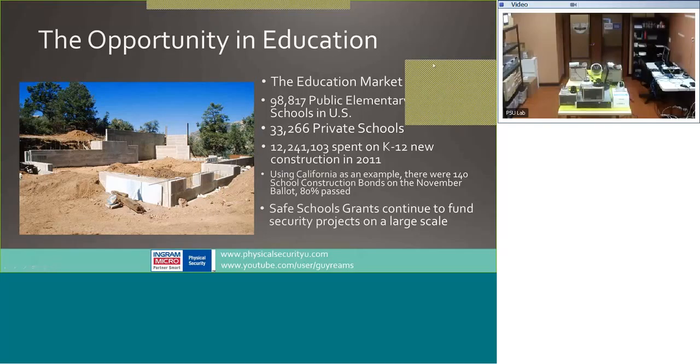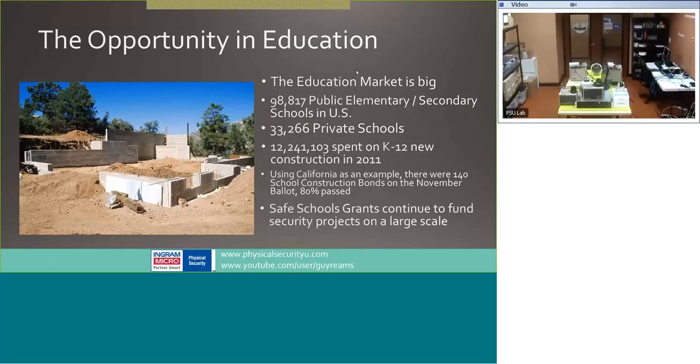So the education opportunity is a big one. I was digging up some research. There are almost 100,000 public elementary and secondary schools in the United States. There's basically a school in almost every one of our communities. No matter where you're at in the country, whether you're in an urban environment or in a rural environment, chances are you have 1 or more educational facilities, either public, private, or post-secondary in your community.